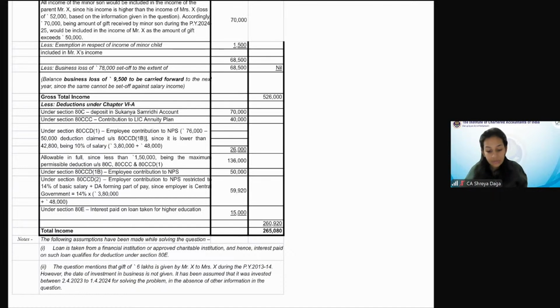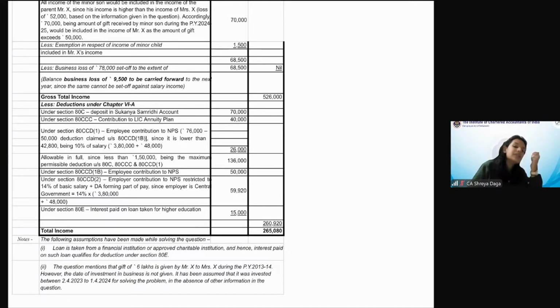Achha, one more thing which is relevant is that in the sum they have mentioned that Mr. X gifted the sum of 6 lakhs to Mrs. X in 13-14, but did not mention on which day she invested this money. That is relevant to us. Because that is not mentioned, we will assume that whatever she has done was before 1st April 24. Therefore, on 1st April 24, the total investment in business includes 6 lakhs from her husband. Okay.